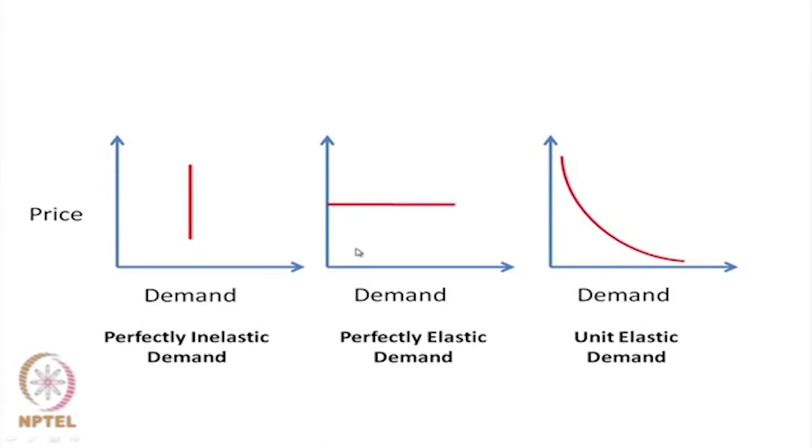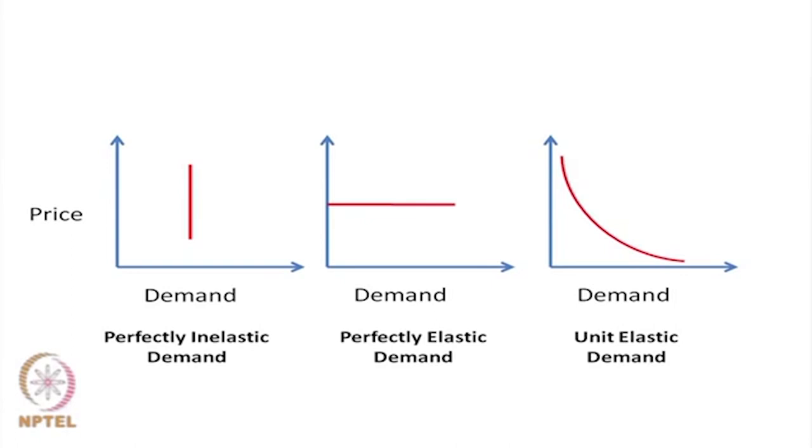Here, on the other hand, we are saying that at some price p, the firm can supply any amount of demand, but if it changes its price, then the demand becomes 0. That means it is a case where the demand is extremely sensitive to price change, the perfectly elastic demand case. And this is a case where the same percentage change in price leads to the same percentage change, 1% change in price leads to 1% change in the demand.